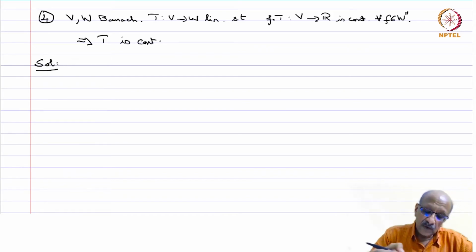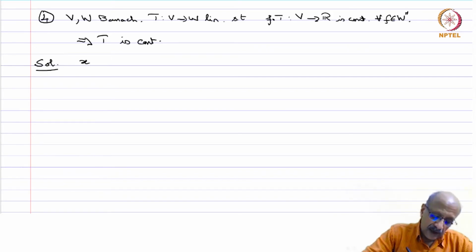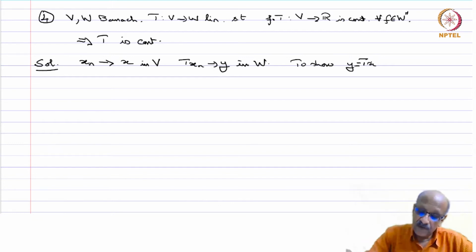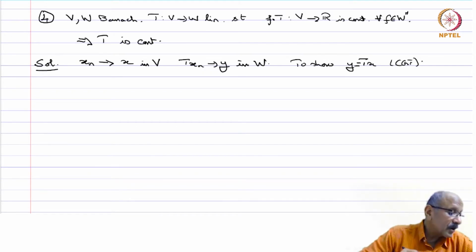So we will try to use the closed graph theorem. So let us take Xn converging to X in V and T Xn converging to some Y in W. So to show Y equals Tx. So this is what we want to show. Then the graph is closed and then we will apply the closed graph theorem. Okay, then we can apply the closed graph theorem.